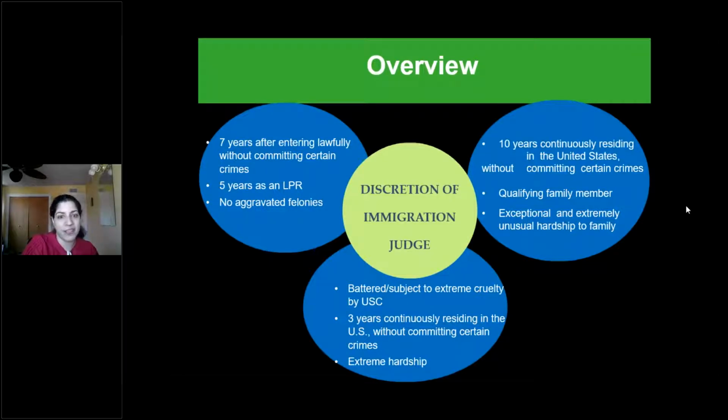And then for VAWA cancellation, you have to establish that you have been battered or subject to extreme cruelty by a US citizen or LPR, and that you have 3 years continuously residing in the US without certain crimes, and you have to establish extreme hardship to yourself or to your family. And we're going to break all of these down now.